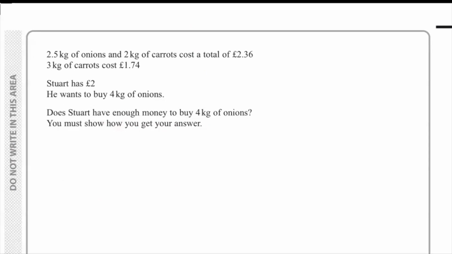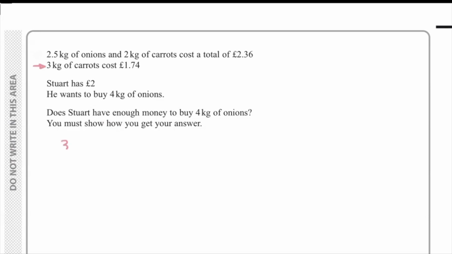Okay, so we're being asked to work out whether or not Stuart has enough money to buy 4 kilograms of onions. Now, in order to do this, we are going to need to know how much 4 kilograms of onions cost. And we are going to use all that information in the first 2 lines to help us. So onions and carrots together are costing £2.36, but carrots on their own are costing £1.74. So that is actually our starting point for solving the problem.